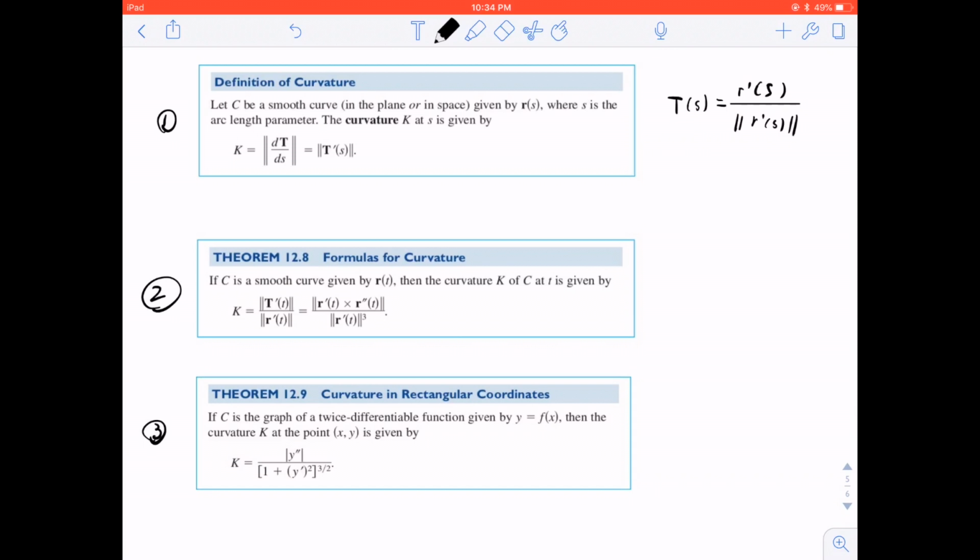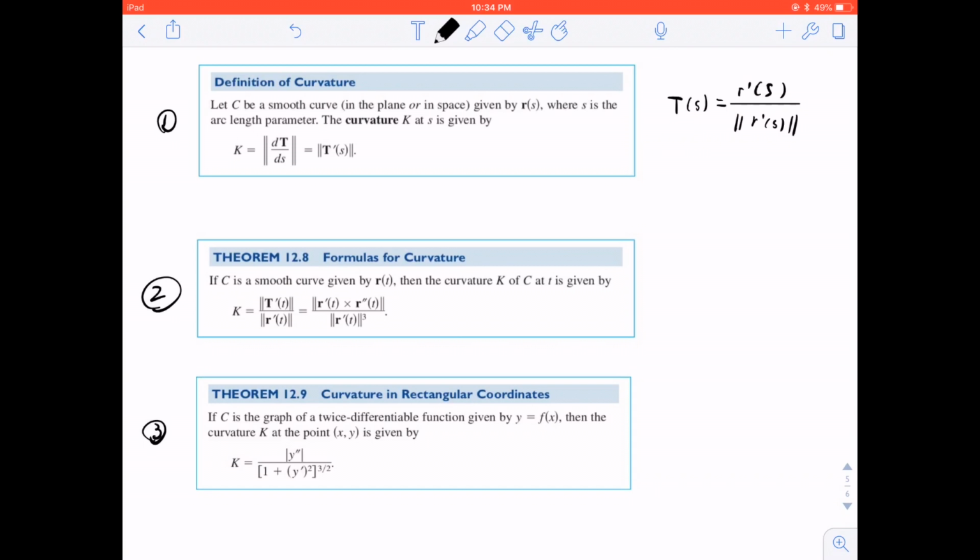The second one is when given a curve function by r sub t, then the curvature k of C at t is given by k equals the magnitude of the derivative of T sub t over the magnitude of the derivative of r sub t. The third one is curvature in rectangular coordinates.